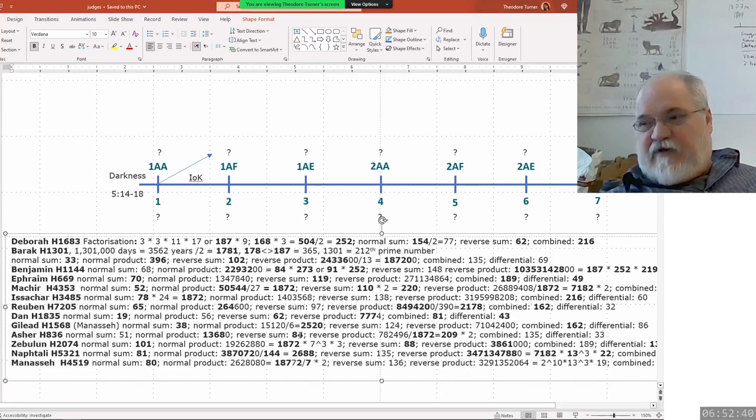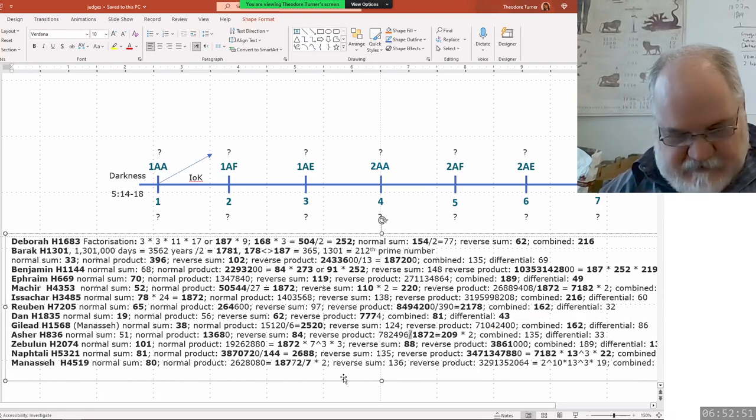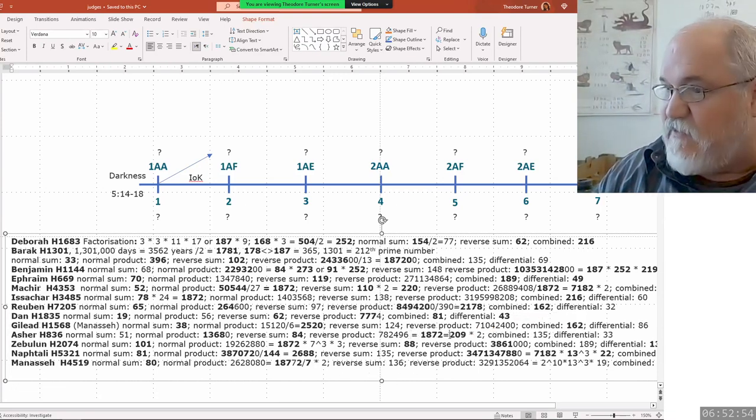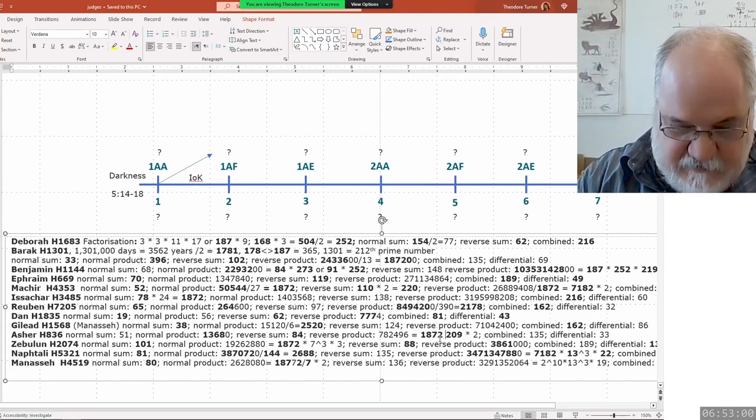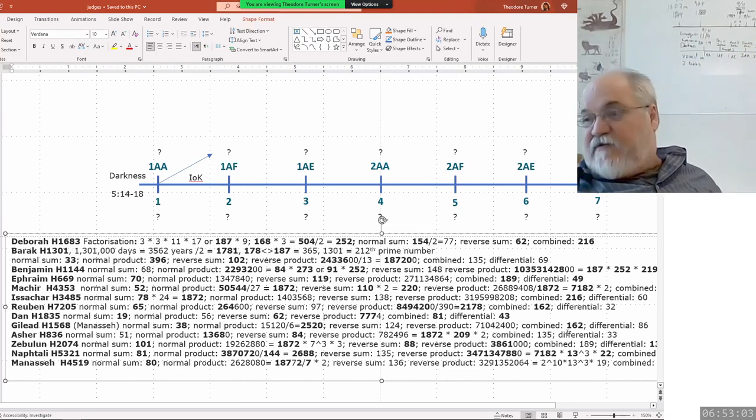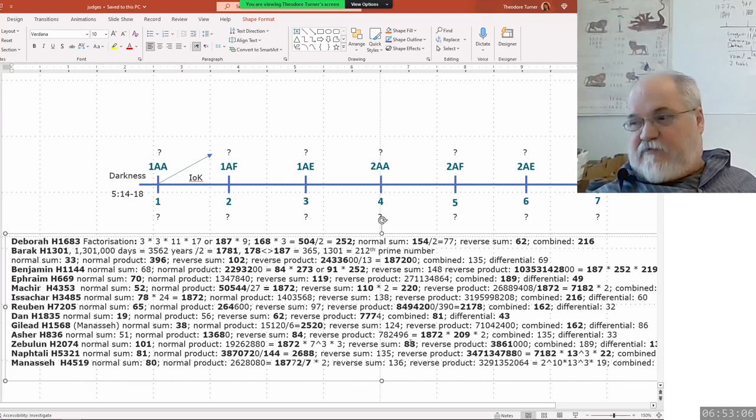And then we have a reverse sum of 84, which is 7 times 12. And then this reverse product produces a number that is 1872. I guess I could have done it this way, just to be consistent. 1872 times 209, the 20th day of the ninth month, times 2, will produce this number. And you see a differential there that's a 33 that we saw in another place. Okay. And then we have Zebulun.